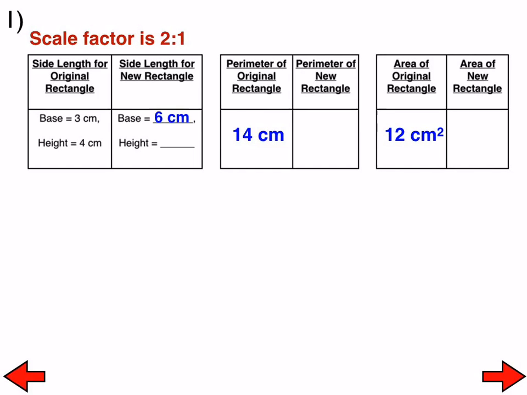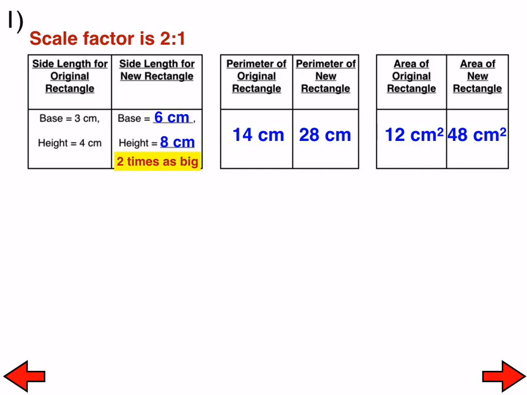Well, since we're increasing it by a scale factor of 2 to 1, the side lengths are basically each doubling. And so the perimeter of that new rectangle would be 28 centimeters. And the area of that new rectangle will be 48 square centimeters. The scale factor is 2 to 1, so the side lengths are 2 times as big.